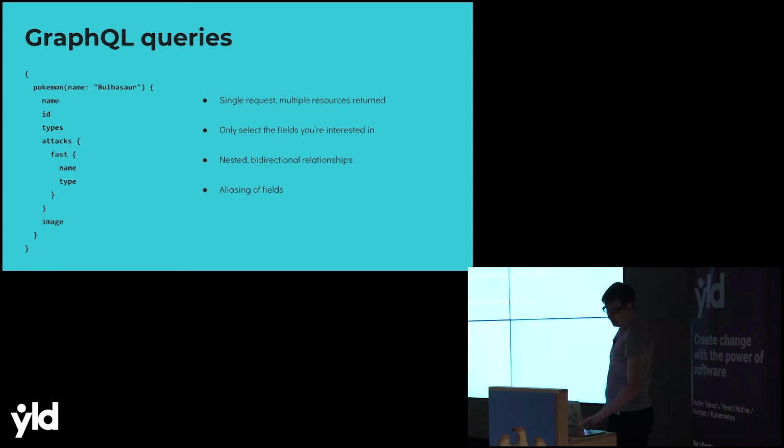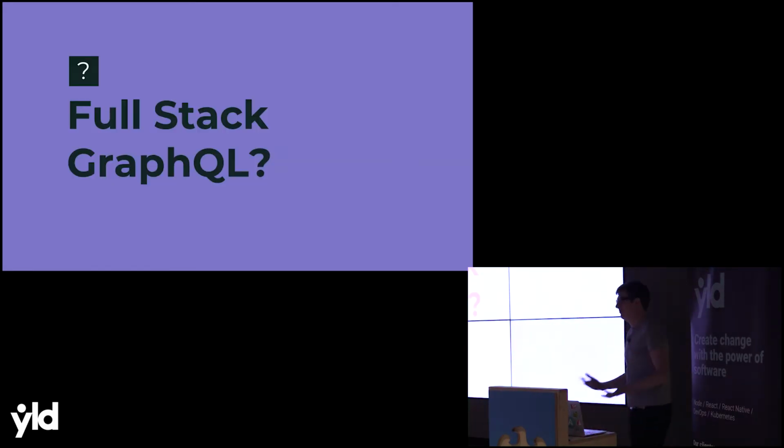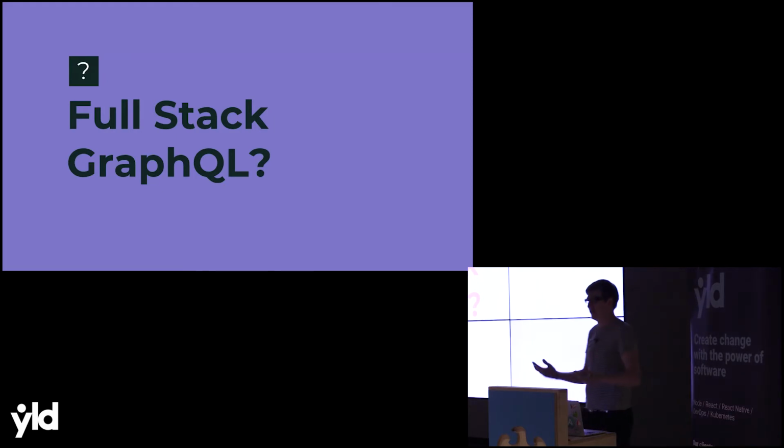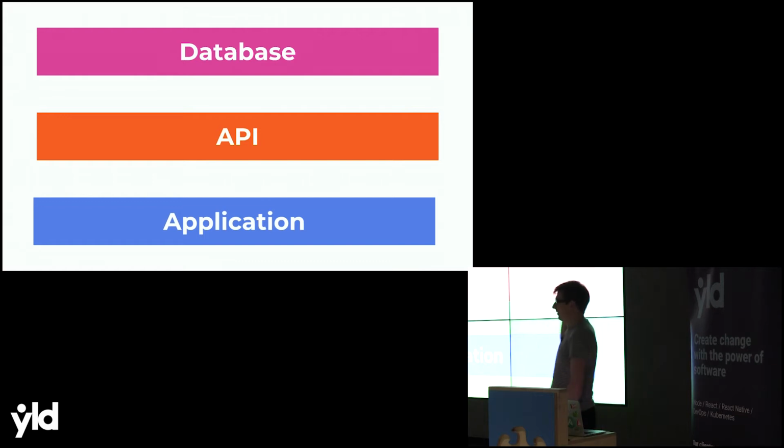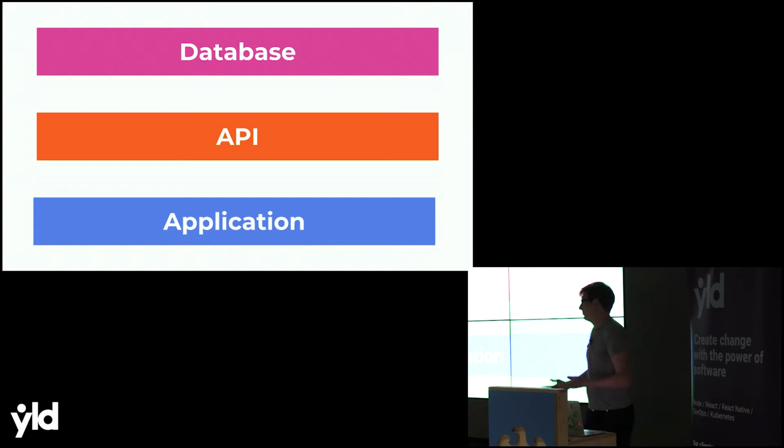I said this was from a full stack GraphQL perspective. What does full stack mean? Because I know everyone's got different ideas of what full stack actually means. From this point of view, we're going to look at GraphQL from a database, API, application point of view. So we're going to build something, it's mostly going to be a demo, I'm afraid, that will hit the front end, an API, and also get some data persisted.